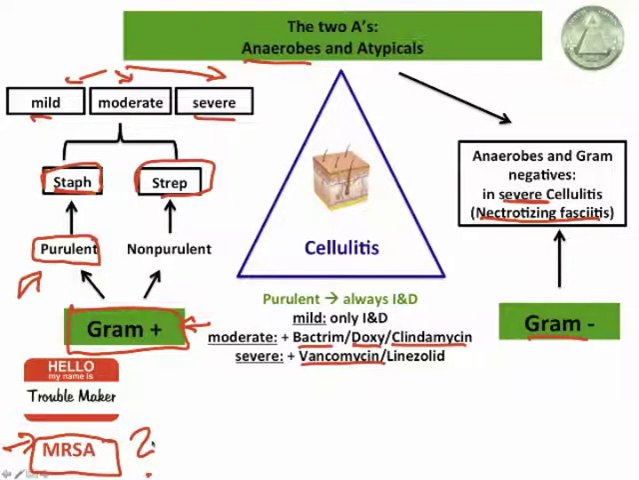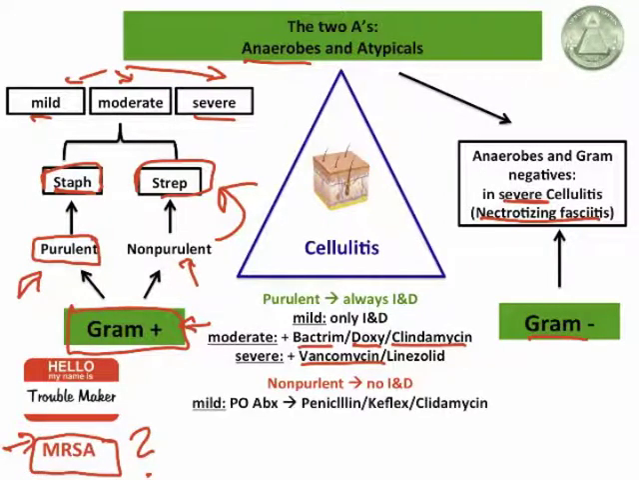Then, secondly, you have your non-purulent infection. That is strep until proven otherwise. So no I&D necessary. If mild, use PO antibiotics that cover for strep. Penicillin is a great choice. You don't always need to go to Augmentin to have a broader spectrum. Penicillin is very narrow and is normally a good choice because if it's a non-purulent infection in a non-septic appearing patient, it's strep until proven otherwise. Other choices are Keflex or clindamycin.